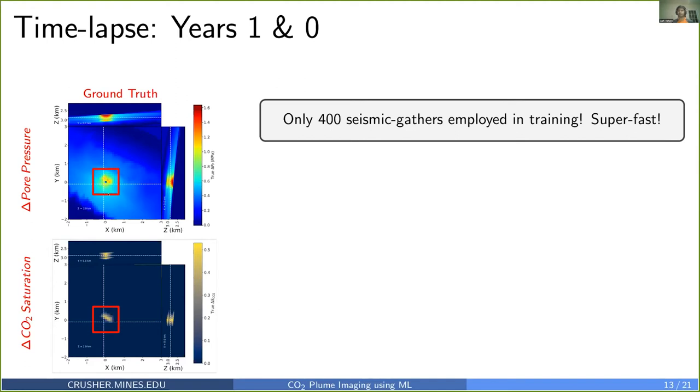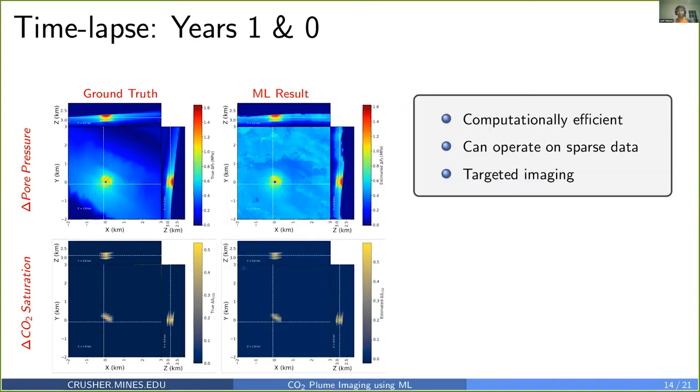This comprises 400 seismic CMP gathers. So we use all 400 CMP gathers within this red box, and the corresponding changes in pore pressure and saturation, in training. And so it is super fast. I forgot to mention that we again use convolutional neural networks through the UNET architecture. And then we apply this model to the rest of the data.